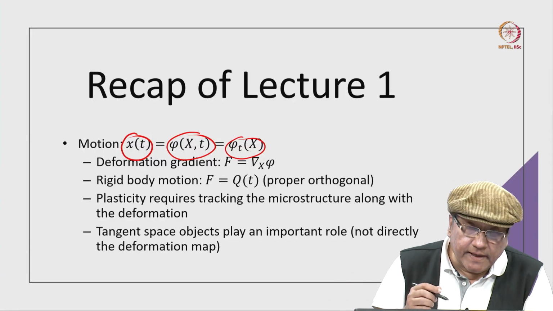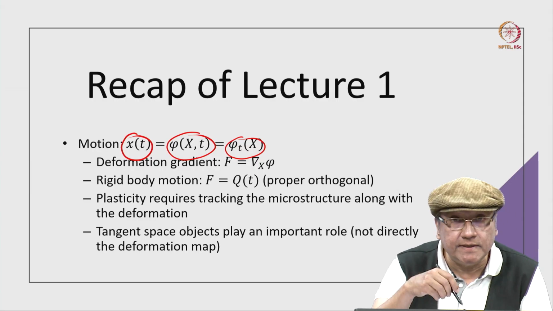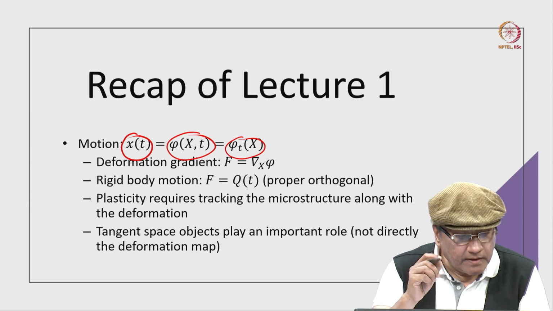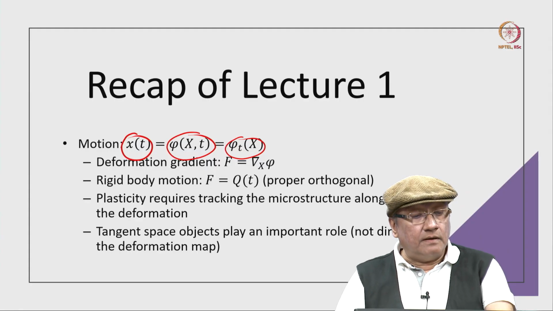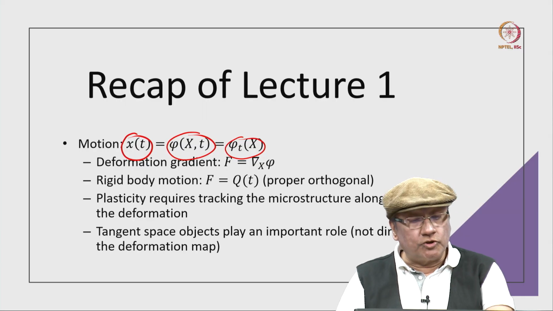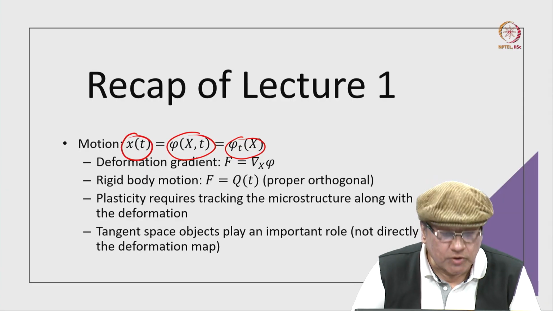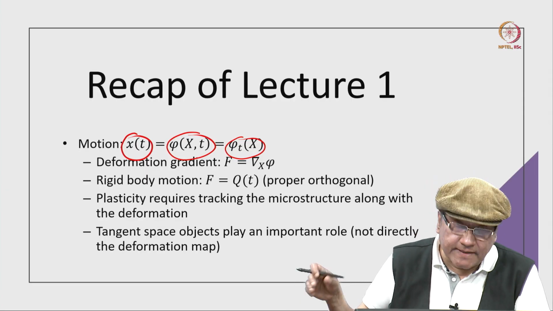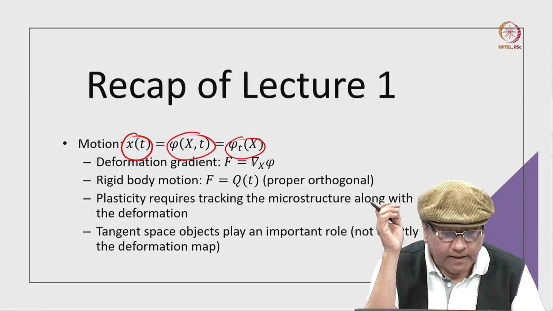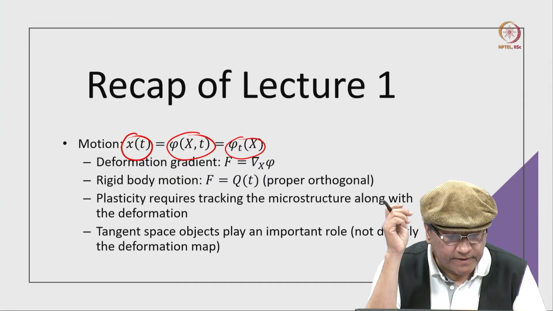We also said that more than the deformation, the important thing to work with is the deformation gradient, which is the gradient of phi with respect to capital X. Basically we have a rigid body motion if this capital F becomes a proper orthogonal matrix which represents rotation. There could of course be a translation, which is independent of capital X and only a function of t, but that does not affect this deformation gradient.